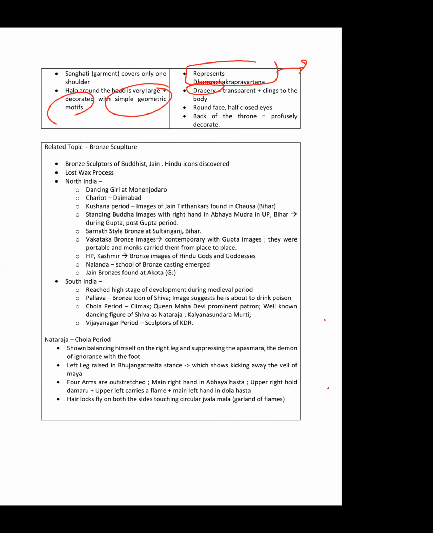Drapery. The drapery here is transparent and it clings to the body. Round face, half closed eyes, back of the throne profusely decorated. Right, so Buddha is sitting here, and the back is decorated.